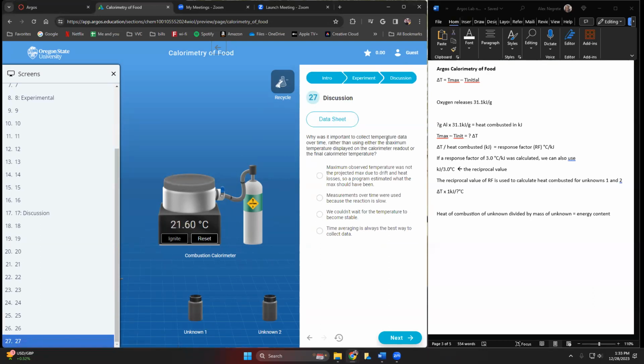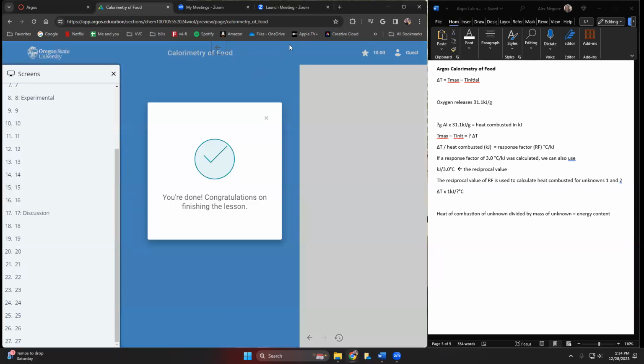Why is it important to collect temperature data over time rather than using the maximum temperature displayed on the calorimeter readout? Simply, the maximum temperature was not the projected max. Remember I mentioned that? Due to drift and some heat losses, the program estimates what that max should have been. Remember, it was just a few degrees off, like 515 to 519, when we actually analyzed it. So there's just a little bit of heat loss in there, and the program estimates what that max is going to be. And this will finish off the calorimetry lab.